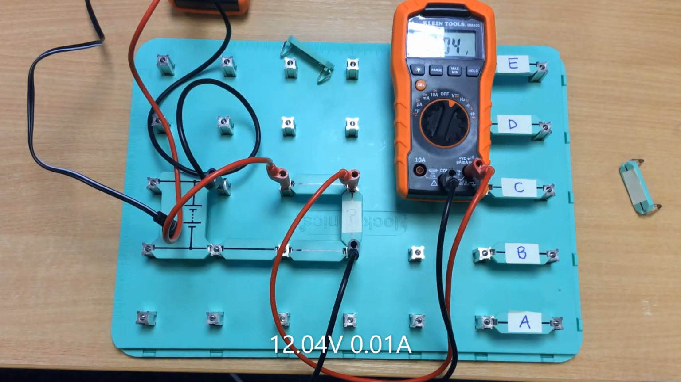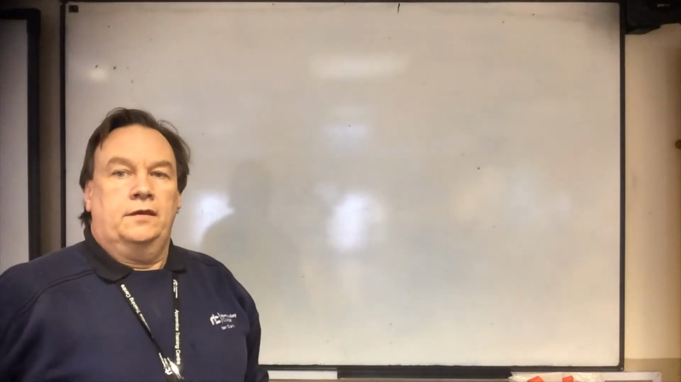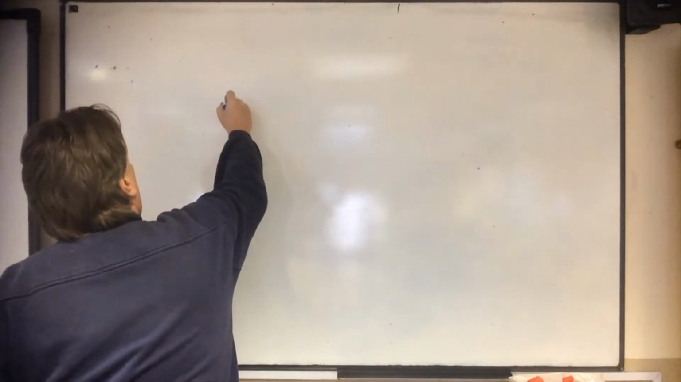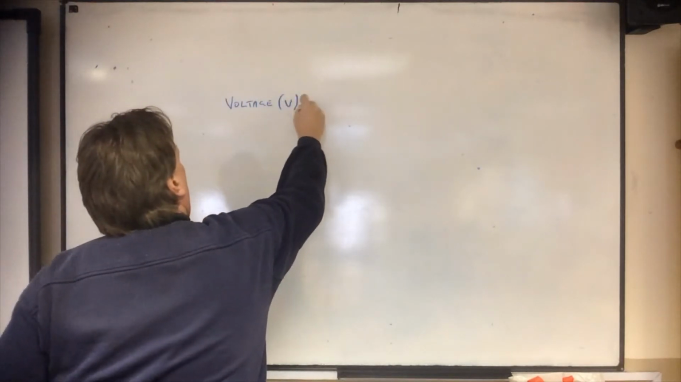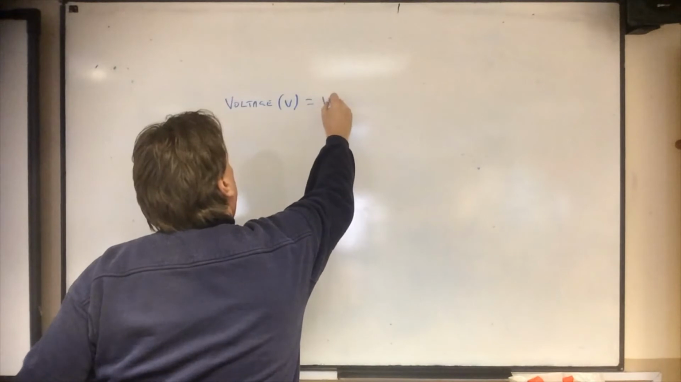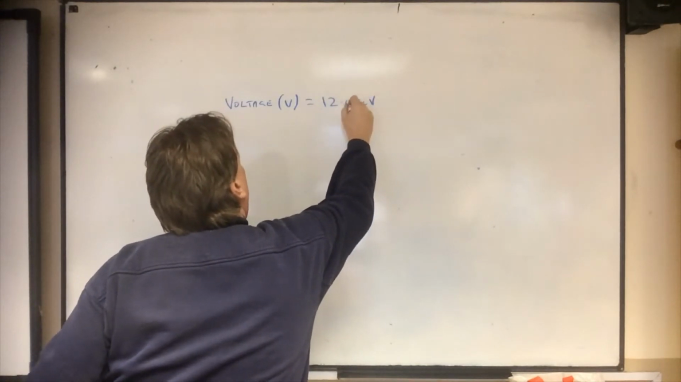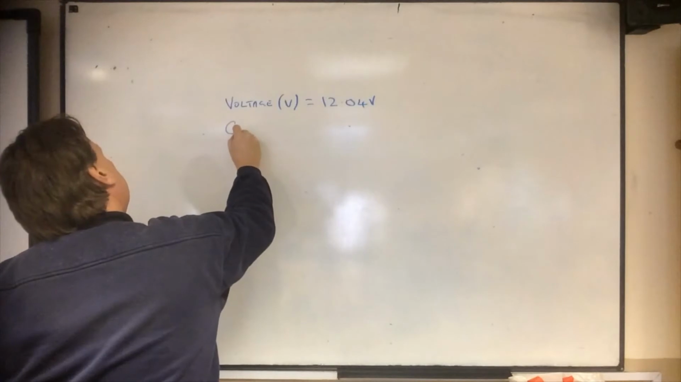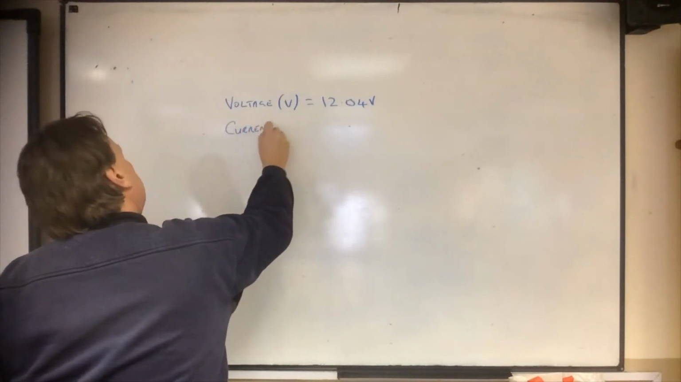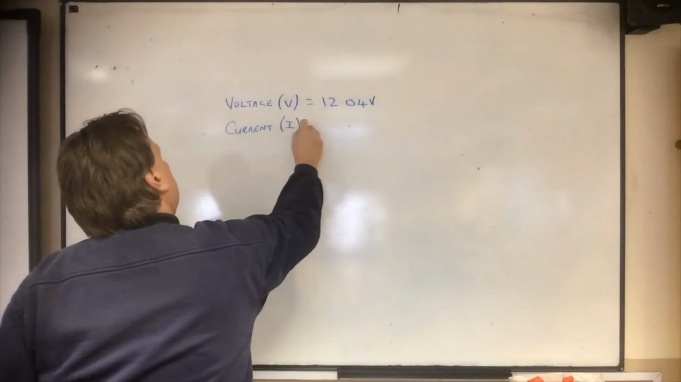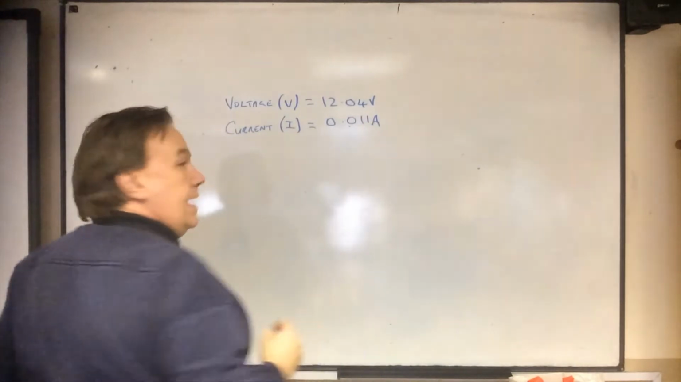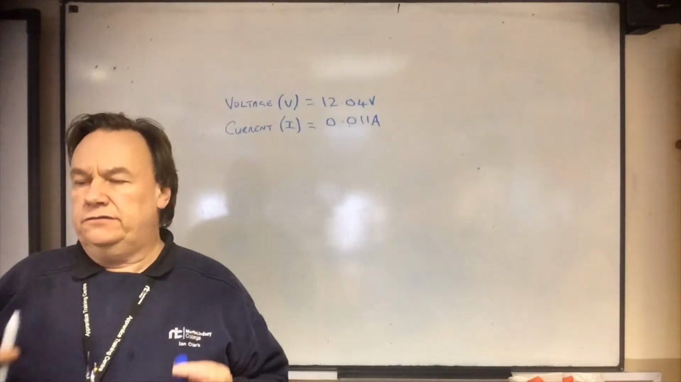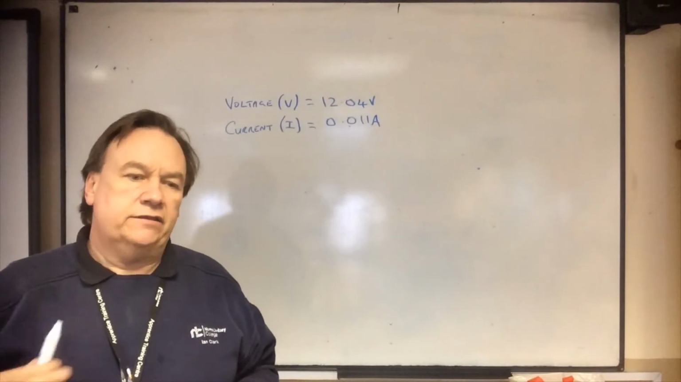Let's go over to the whiteboard. Okay, so over here at the whiteboard then, we'll just write down those details. We had a voltage of 12.04 volts and a current, which of course we measure in amps, of 0.011 amps. Now we can use those two numbers to calculate the resistance.